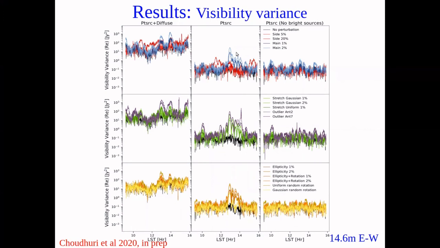So basically, due to the brightest source in our simulations, the variance of the visibility increases in this LST range. In the left panel, when the diffuse emission is present, we see that it is almost noise-like, but the noise level is increased due to this diffuse pattern. So the conclusion is that the visibility variance, or the error in the visibility, increases when the bright sources are present, since the non-redundancy effect is more when the bright sources are present.